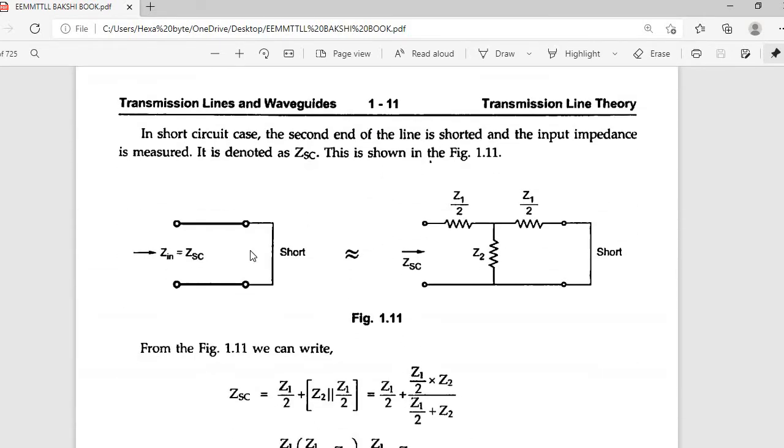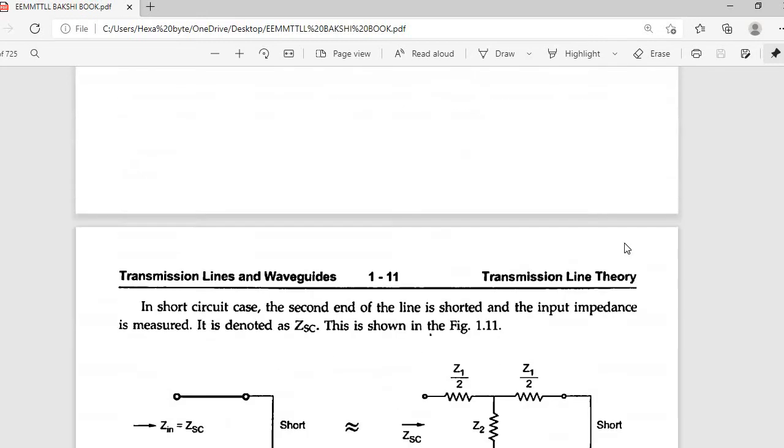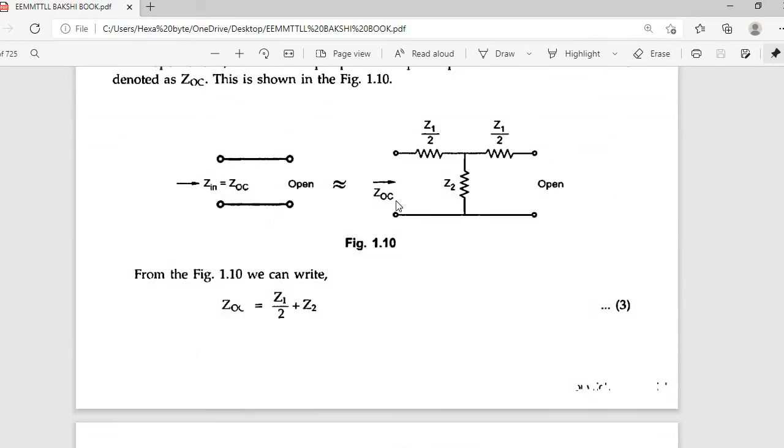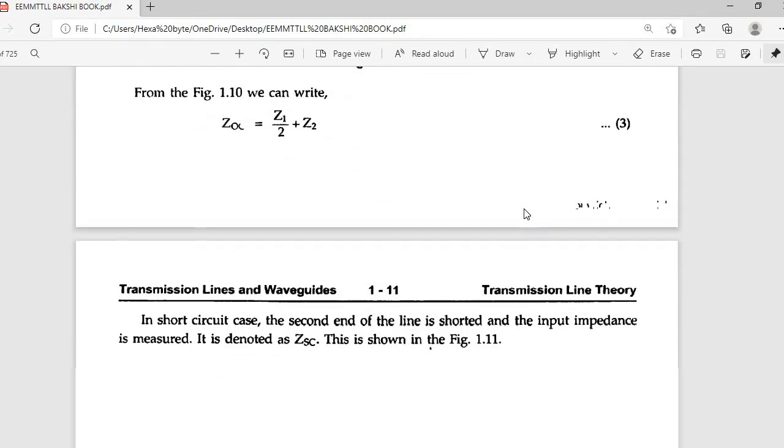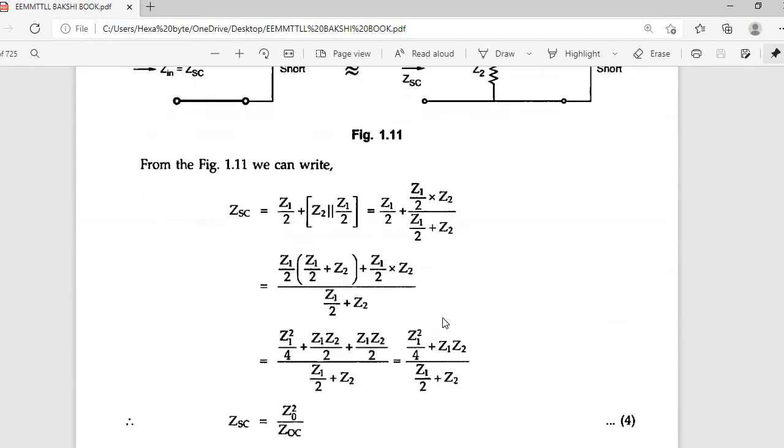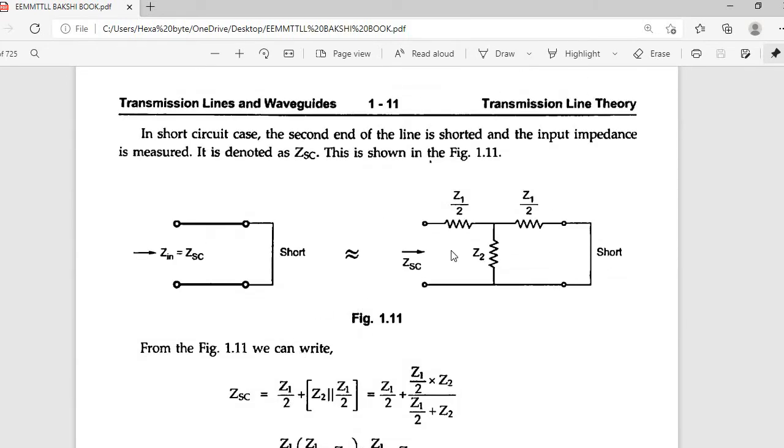In the short circuit case, if it is short circuit, we call it ZSC. If it is open, ZOC. So ZSC is when your load is short. That's why we call it the short circuit case, ZSC. Previously it was open, the load is open, so that's why ZOC. So ZSC is equal to, see again, Z1 by 2 plus this Z2 parallel to Z1 by 2.